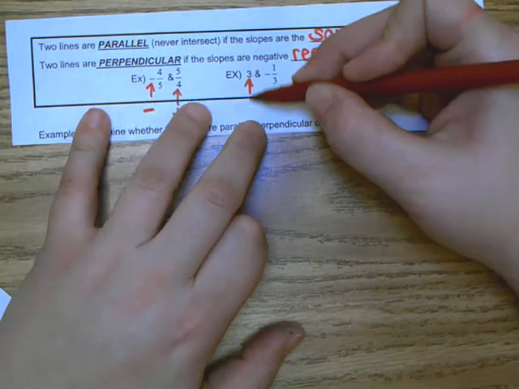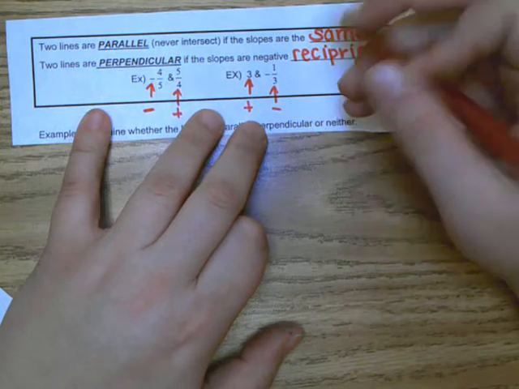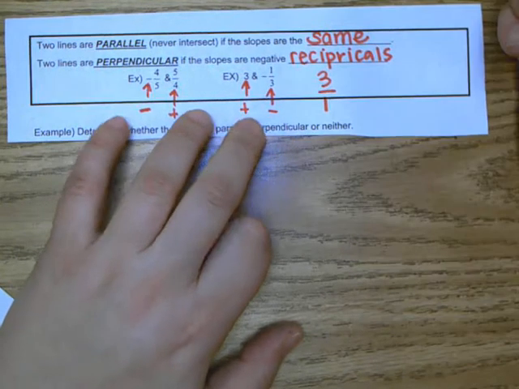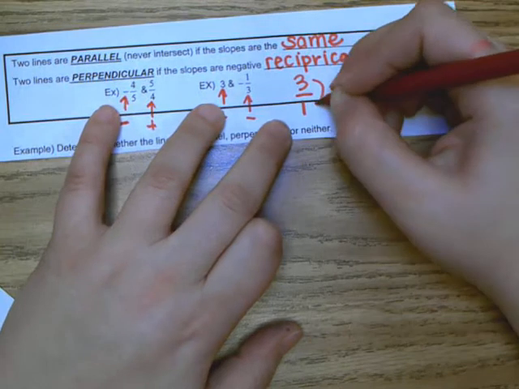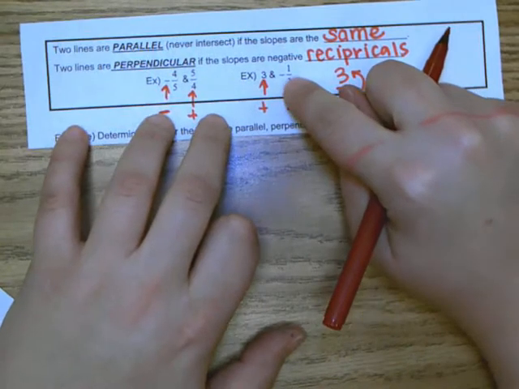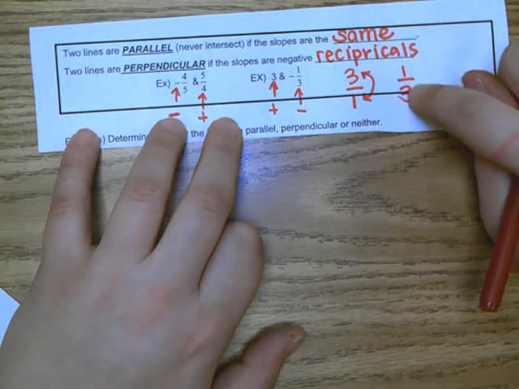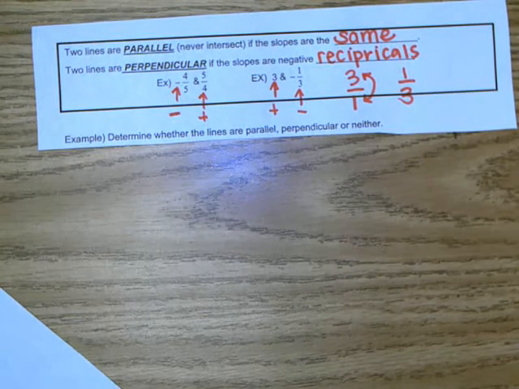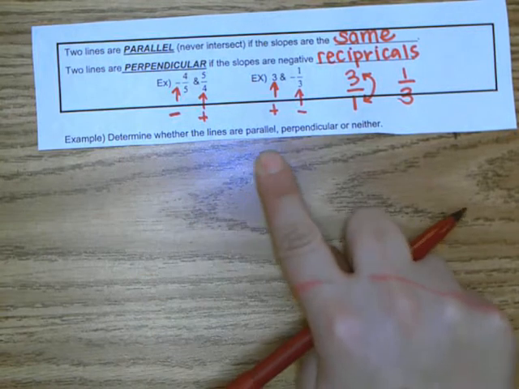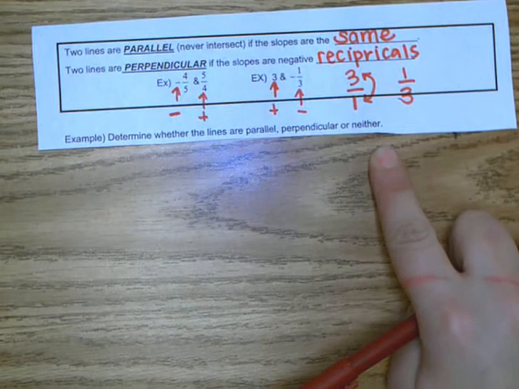3 and negative 1/3. Notice one of them is positive and one of them is negative. You have to have that. And then 3 over 1 is the same thing as 3, and if you switch them, you get 1/3. So in order for two lines to be perpendicular, you have to have that relationship. So we're going to do some examples to determine whether the lines are parallel, perpendicular, or neither.